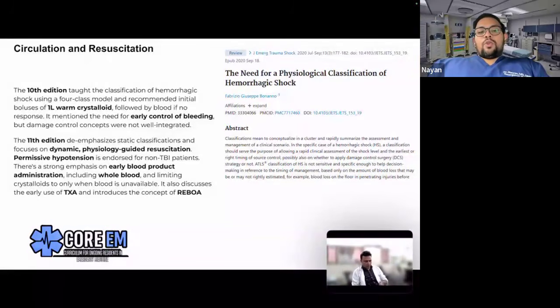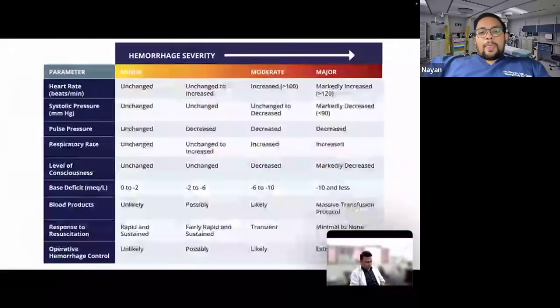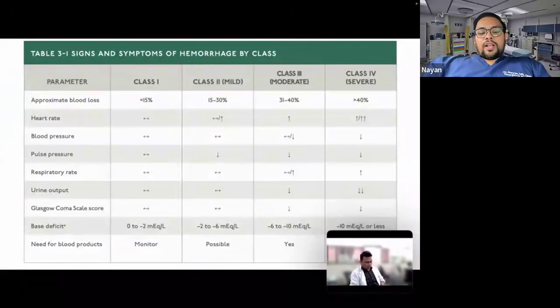But the thing is, this 4-class model of hemorrhagic shock was not a very well accepted model. Even in 2021, I've seen this review article, and I felt the same. So I've just mentioned it here. It was published in JETS. This review article tells us that this very rigid classification should not be there and it should be changed. So that's why in the 11th edition, they have kept a dynamic physiology-guided resuscitation, and I will show you the difference. So this is the previous classification.